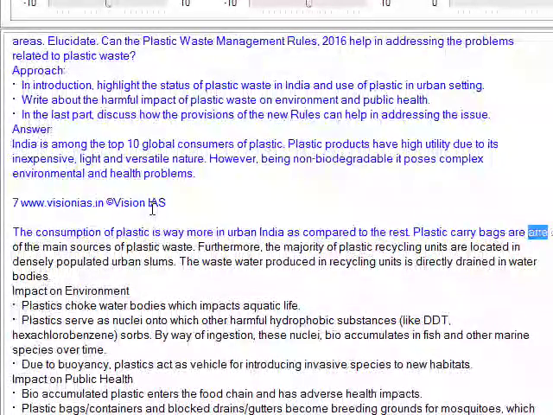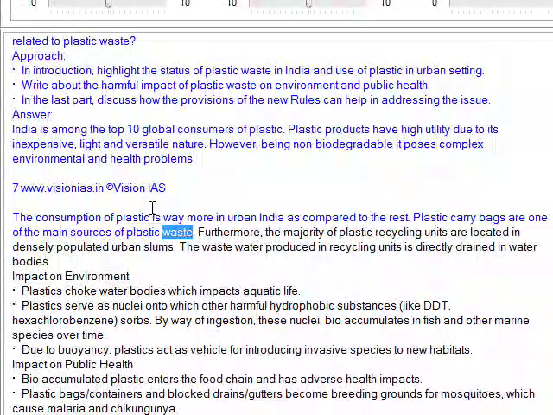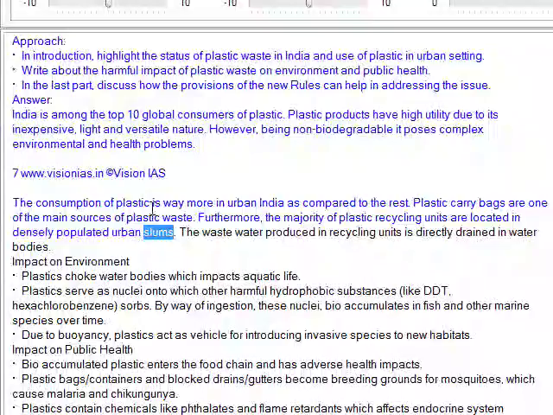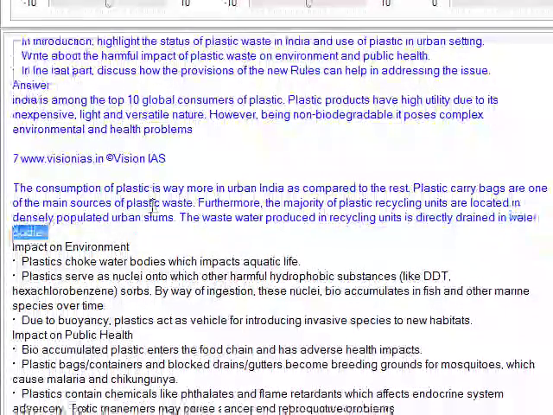Plastic carry bags are one of the main sources of plastic waste. Furthermore, the majority of plastic recycling units are located in densely populated urban slums. The wastewater produced in recycling units is directly drained into water bodies.